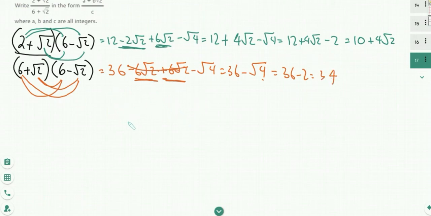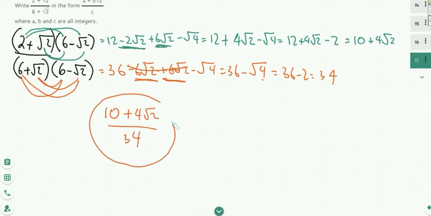So our numerator is 10 plus 4 root 2. Our denominator is 34. Oh, lovely, guys. We have rationalized our denominator. And then, because now there's no more surd on our denominator, and we have 3 terms, perhaps we can simplify. We can divide each of 10, 4, and 34 by 2. So it'll be 5 plus 2 root 2 over 17.